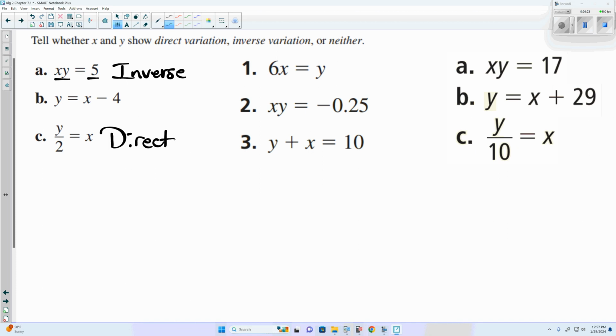Now there's two ways we can look at it. One, x and y are on opposite sides in the numerator. They're on top of a fraction, and the only way that we have that is with direct. Now there's another way that we can look at this, because y over 2 is the same as 1/2 times y is equal to x. So it is still direct.